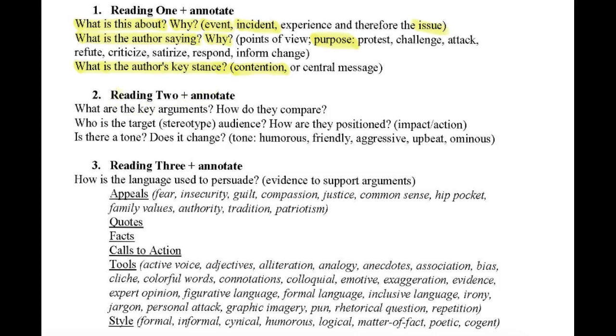Then you go back and do a second reading. The second reading focuses more on the sectional stuff. We're going to be asking, what are the key arguments that the author is making? Are there any differences in the arguments, or are they supported by the other media, visuals or responses? Then we ask, what is the target audience or the stereotyped audience? Who is the author talking to? How does the author want these people to be positioned? What is the impact of the media source? And then lastly, is there a tone?